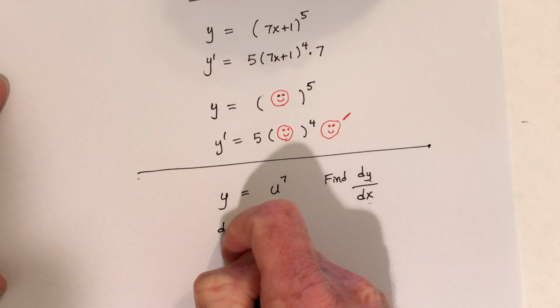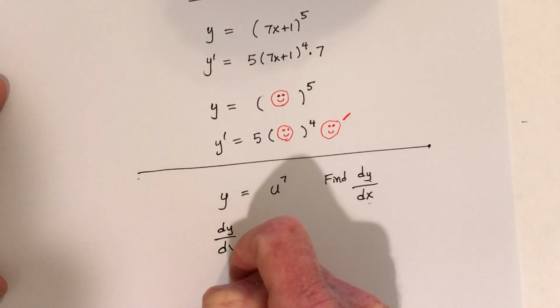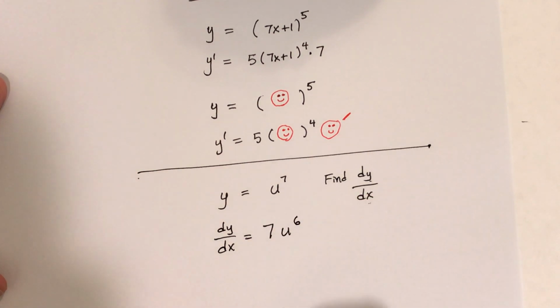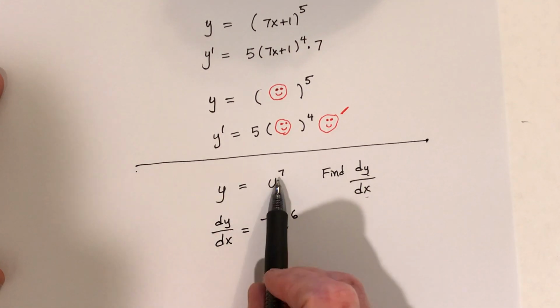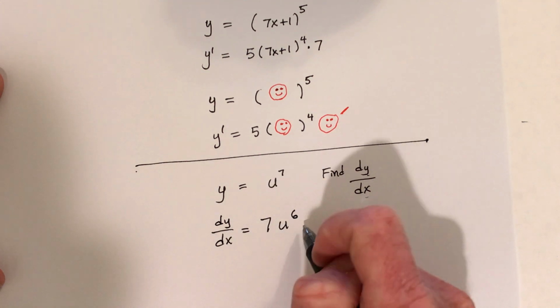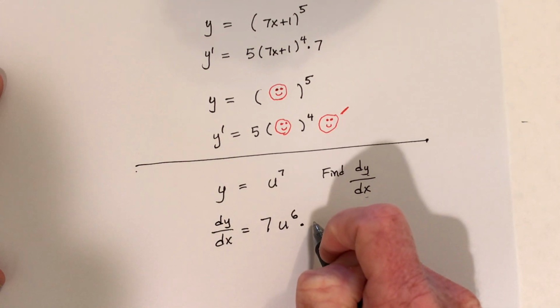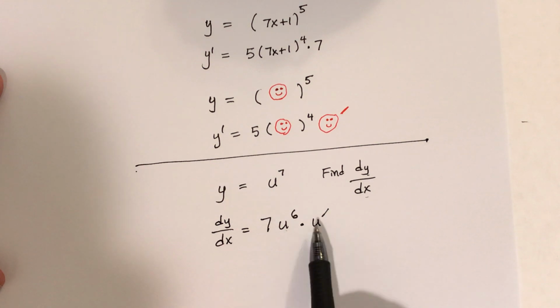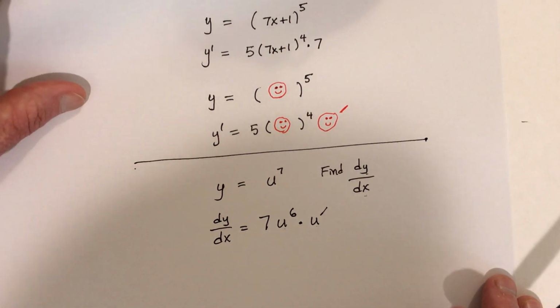So dy dx, or y prime, the derivative equals, do the power rule. So the 7 goes in front, you multiply, subtract 1, there we go. And then you take the derivative of the u and you put it right there. Now if somebody tells me what u equals, I'll substitute it right there and I'll put its derivative right there. But since nobody told me what the u equals, then I just put u prime right there. That's implicit differentiation.